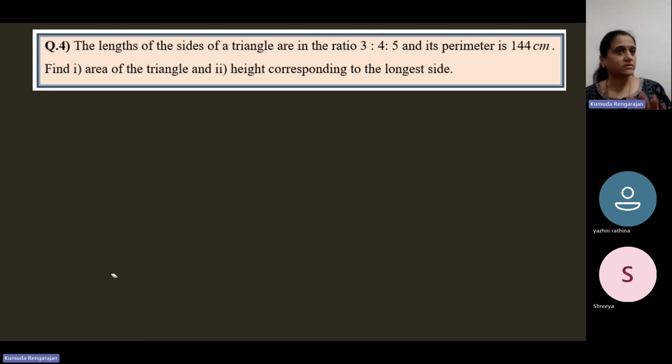Those of you who are familiar with Heron's formula can take the question and start working. The others can listen. In this chapter, Heron's formula, we'll be learning how to find the area of a triangle given the length of the three sides. The formula goes like this.